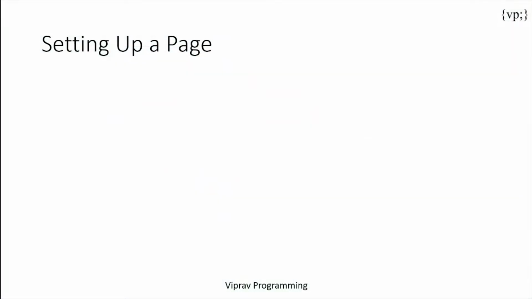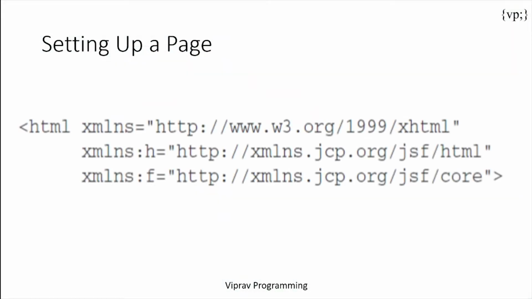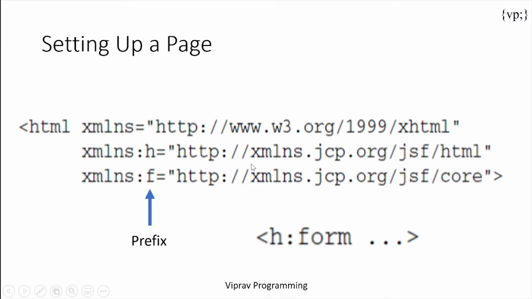So, setting up a page in Facelets, we can use the Facelets HTML page to include namespace directives as shown. These directives are shown with a prefix and a link. They identify the tag library location and the prefix that is used to distinguish them. For example, the form tag must use the h prefix to use the HTML tag libraries, as shown over here.